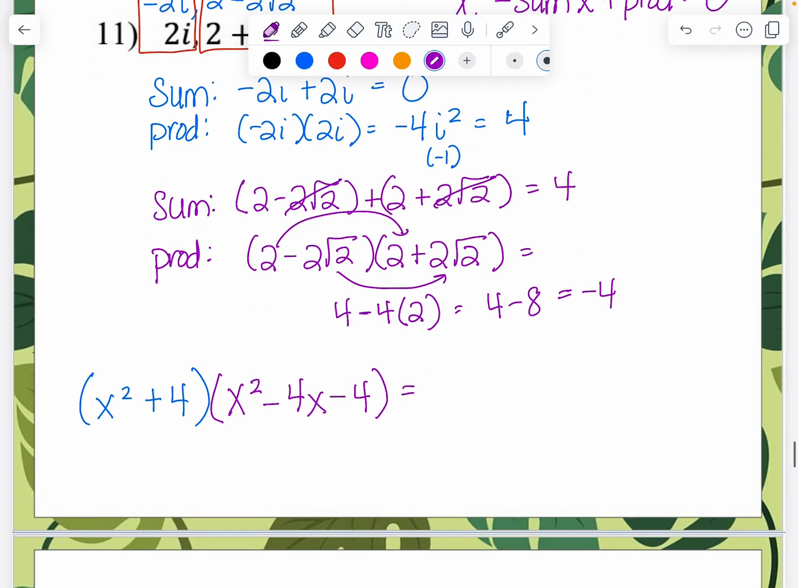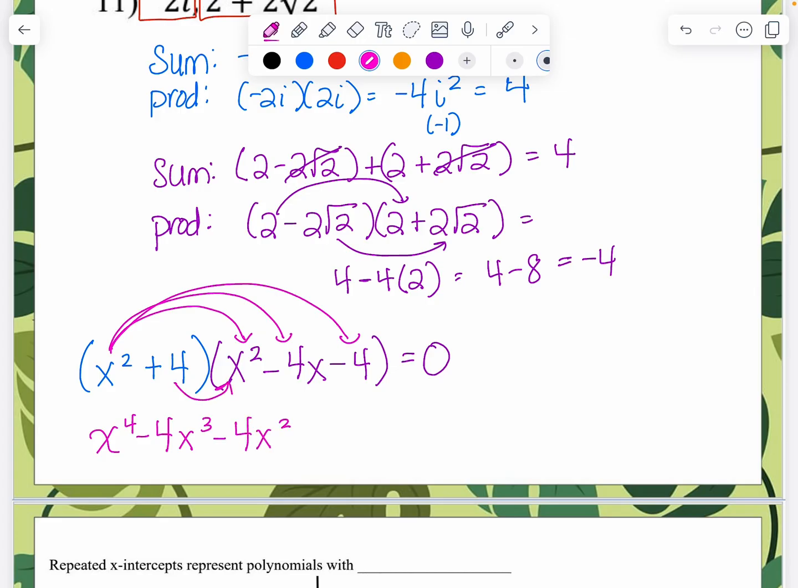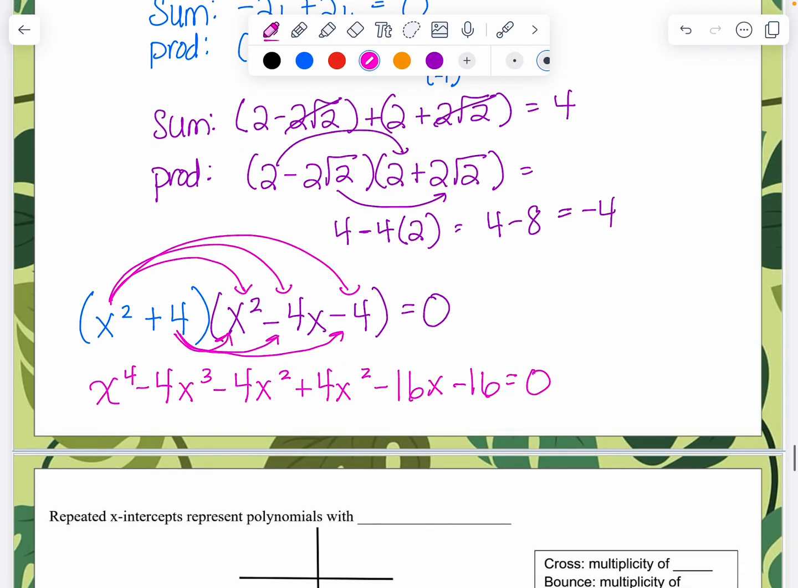The last thing I'm going to do is go ahead and multiply that all out and get my final polynomial. Again, messy. This is where you're going. There's the big problems. So x squared times x squared is x to the fourth. X squared times negative 4x is negative 4x cubed. X squared times negative 4 is negative 4x squared. 4 times x squared is positive 4x squared. Positive 4 times negative 4x is negative 16x. And to finish this out, 4 times negative 4 is negative 16. And all that equals 0.